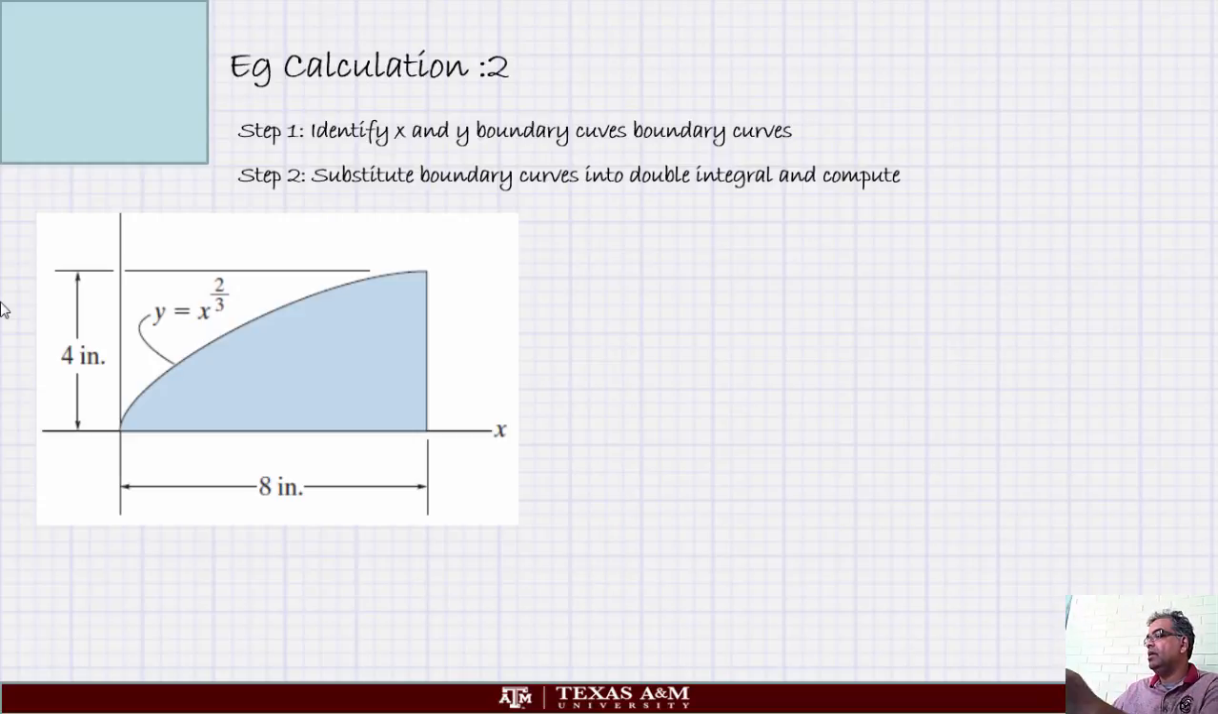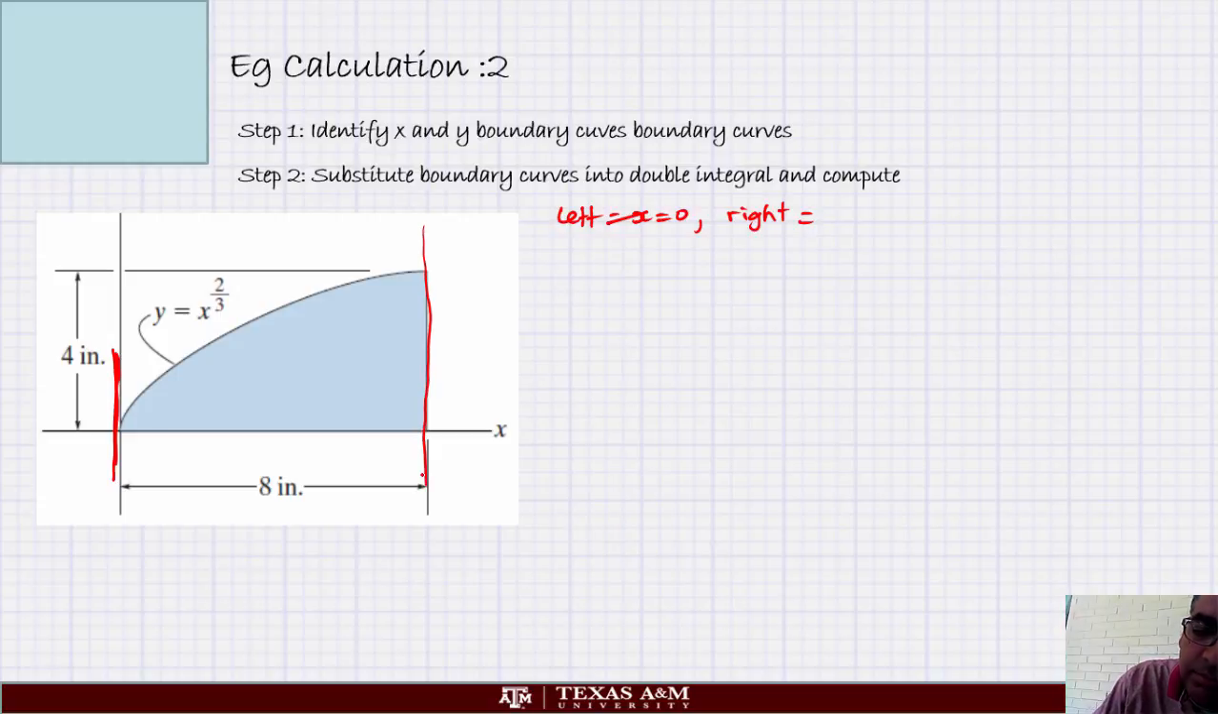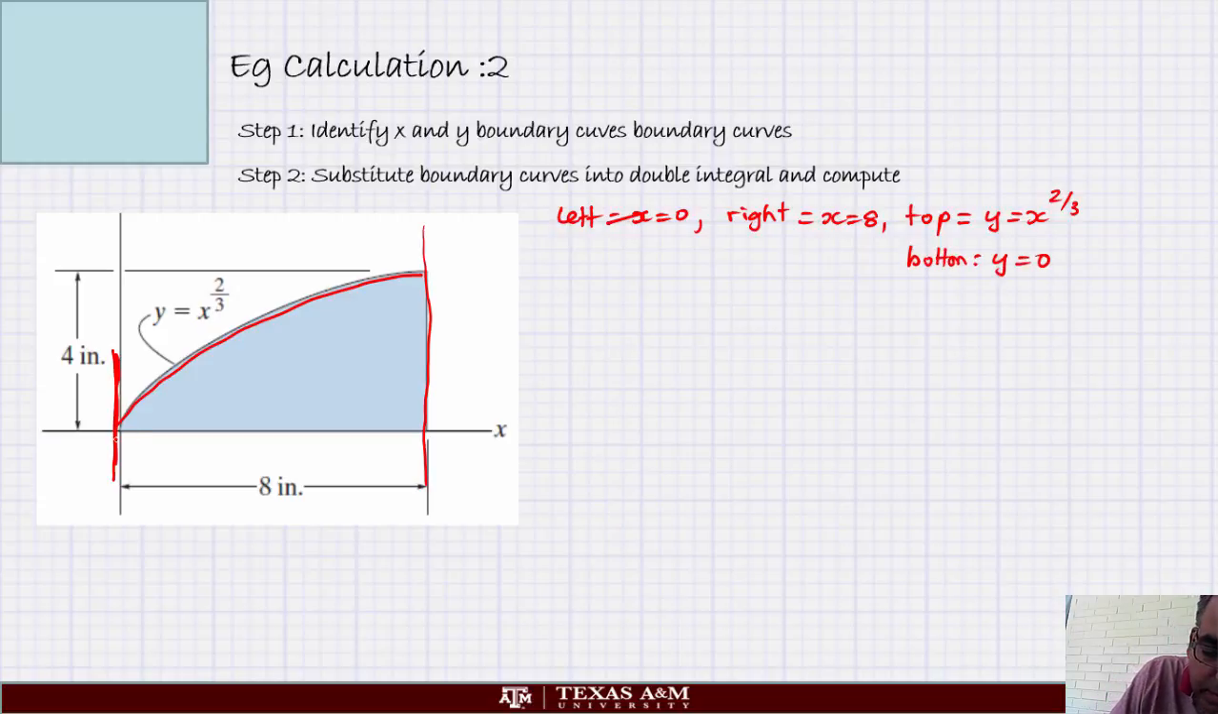So here we go. The left side is given by x equal to 0. That's this line. The right side is given by x equal to 8. That's that line. The top is given by y equal to x to the 2/3. That's this line. And then the bottom is given by y equal to 0. That's this line.